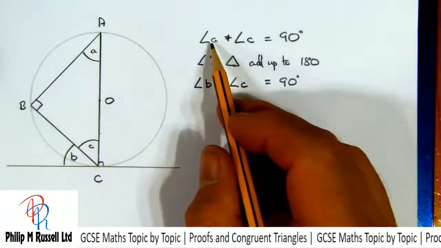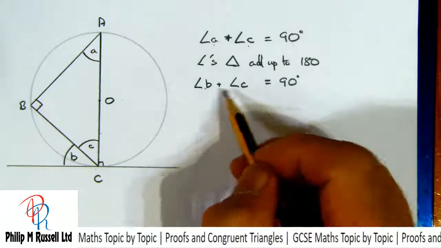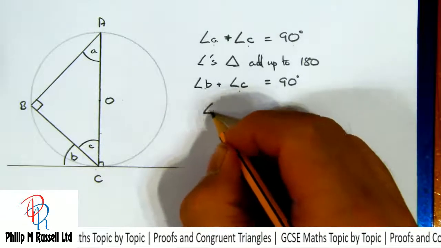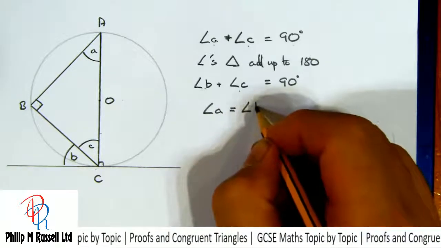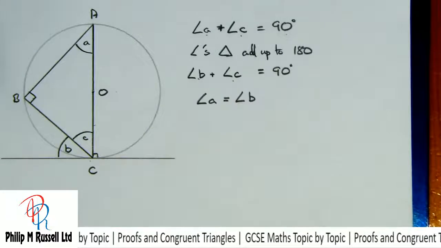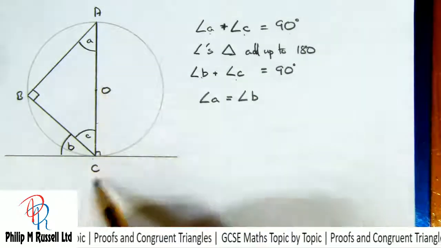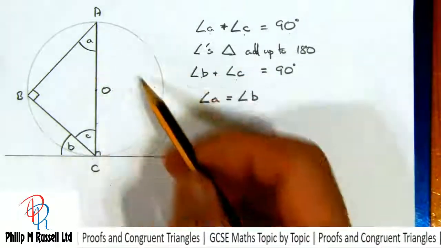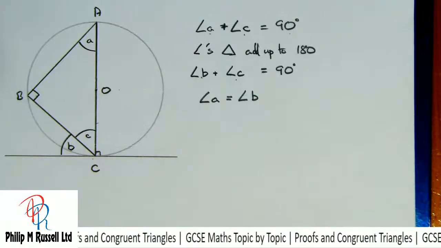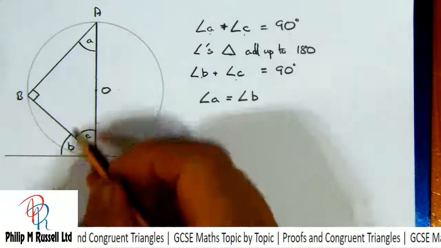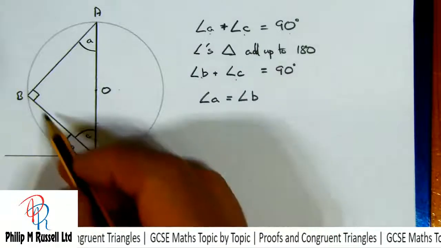So I know that A and C make 90 and B and C make 90. So if we take the common things away, I know that angle A has to equal angle B. And this will apply as I move that line round, and so we've proved that the angle in the alternate segment equals this. We've got it proved there anyway.